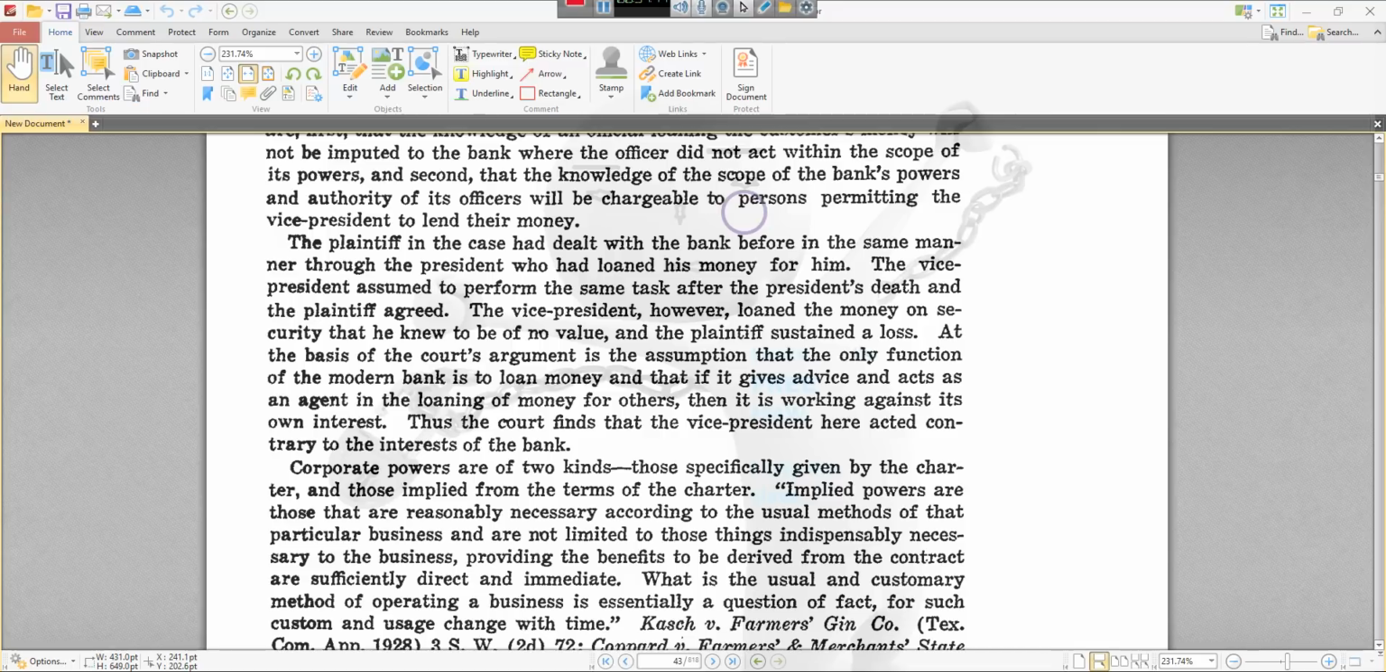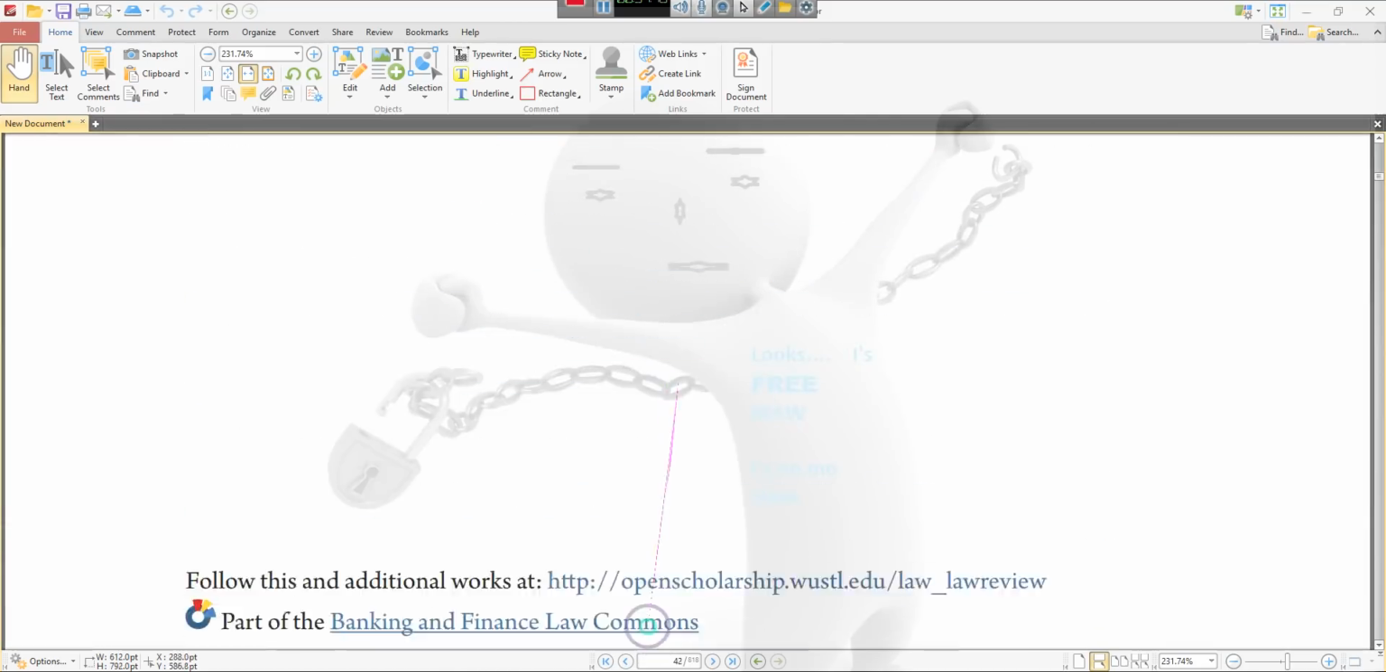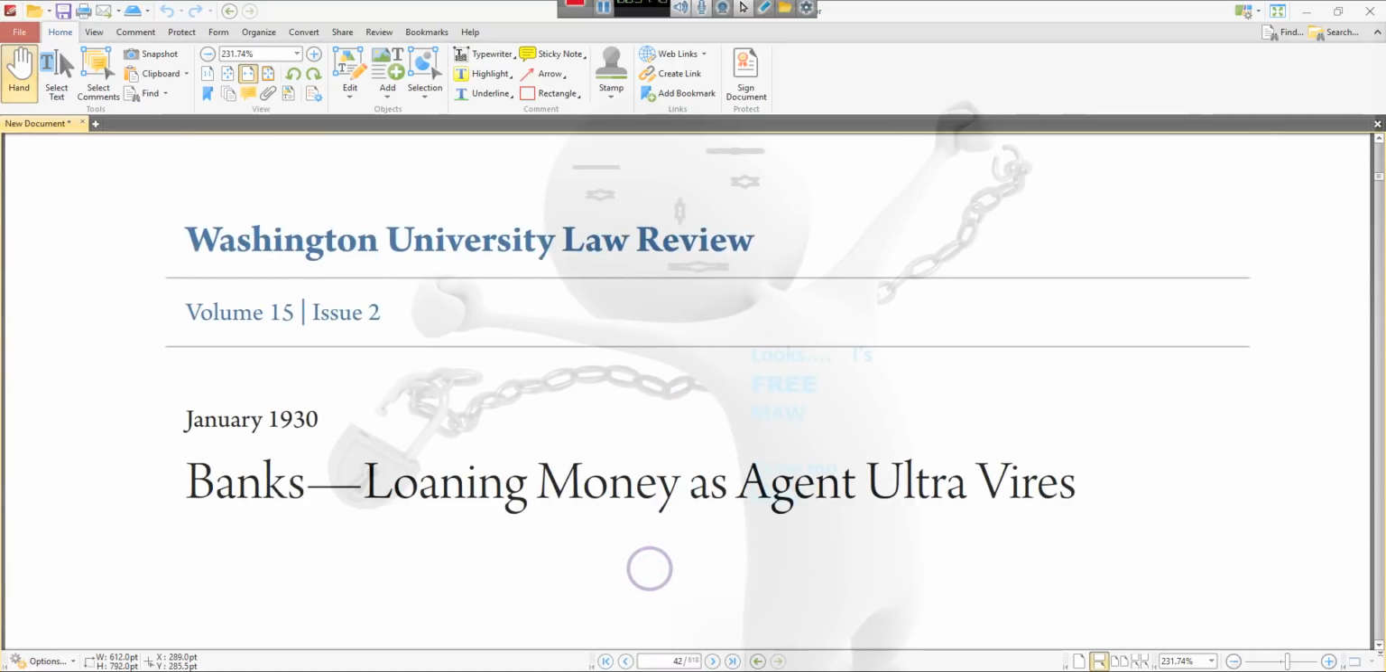Okay, ladies and gentlemen, we're going to show it to you again. Go look it up. Just say banks loaning money as agents, ultra vires. The bank can't lend its own money. The bank can lend its customers' money, technically, if they have an agreement with the customer.